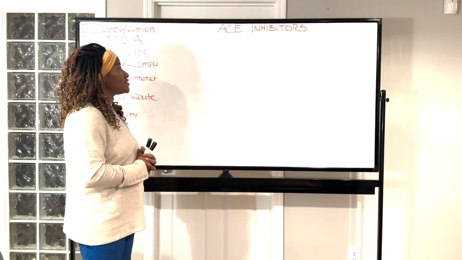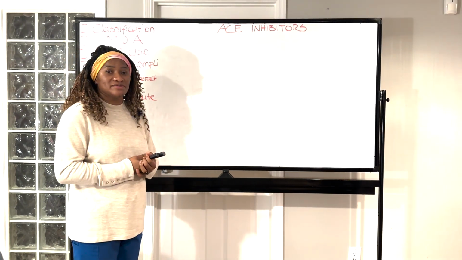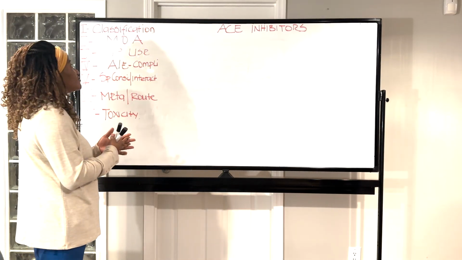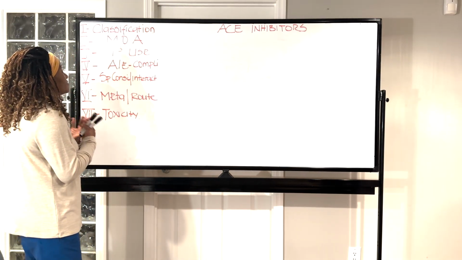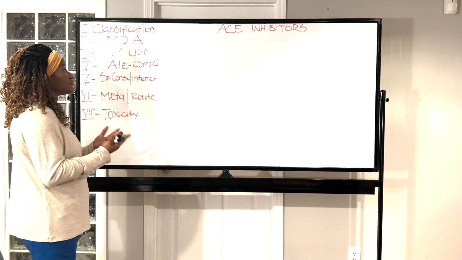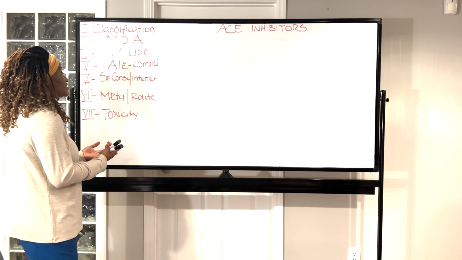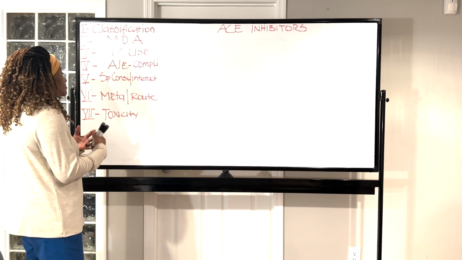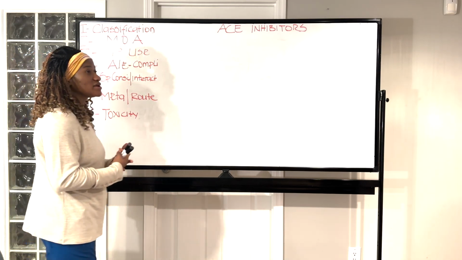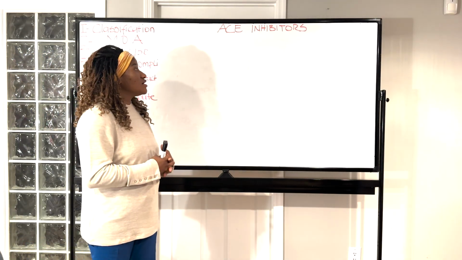In today's video we're going to talk about the ACE inhibitors and we're going to follow the same frame. We're going to first talk about the classification, mechanism of action, the treatment, the adverse effect versus complication, the special consideration and interaction, the metabolism, route of administration and elimination, and how do we handle the toxicity.